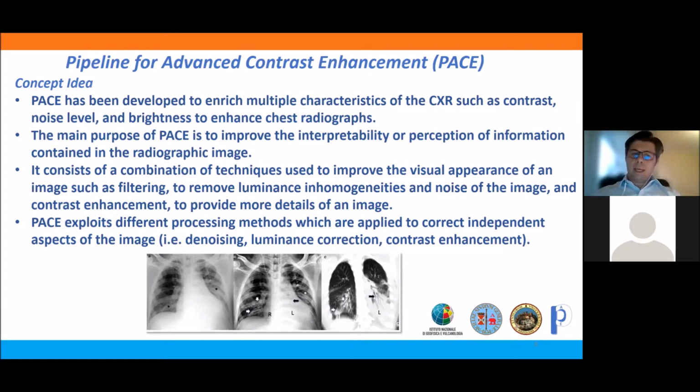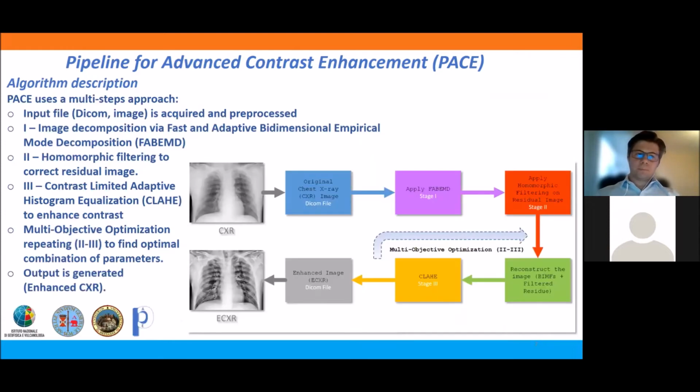In order to make this happen, PACE explores different processing methodologies, which are applied to correct independent aspects of the image, such as, for example, denoising, luminance correction, or contrast enhancement. And we will see any of them in a bit. So let's discuss what the algorithm is.